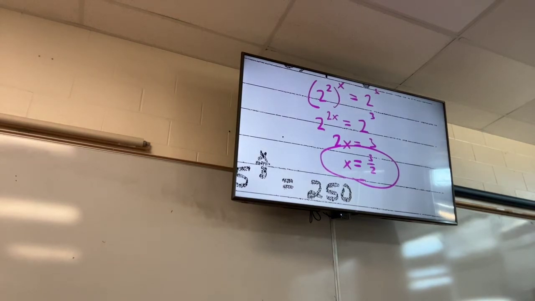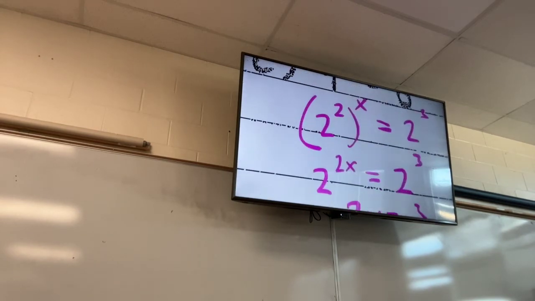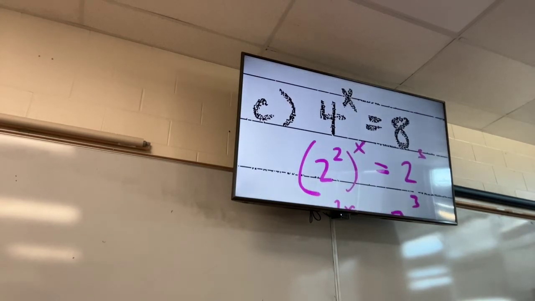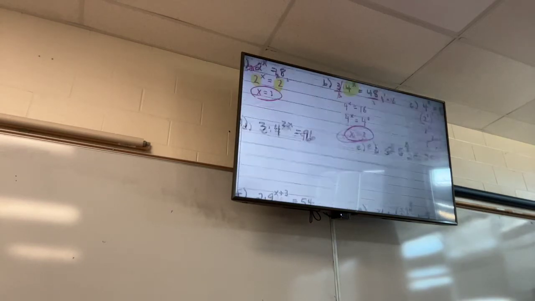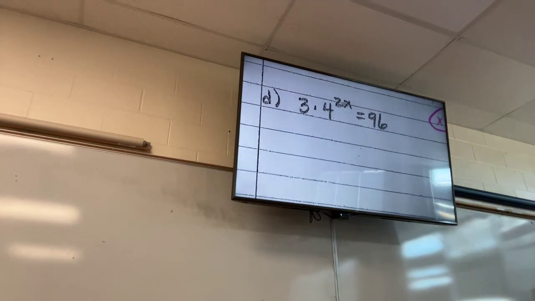So get the exponent part by itself, get the 4 to the x by itself, then try to make the bases equal. Okay, can I move on to D? So I want to get what by itself first? 4 to the 2x by itself, right? So I have to do what? Divide by 3. Divide by 3.